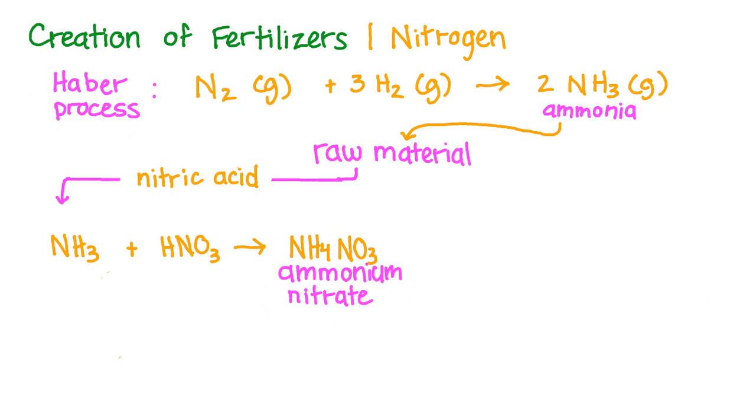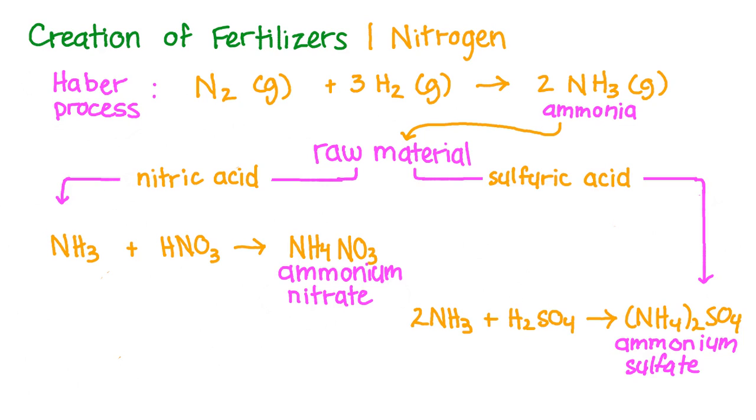For example, we could react the ammonia with nitric acid, which would give us NH4NO3, ammonium nitrate. Or we could react the ammonia with sulfuric acid. This would give us (NH4)2SO4, ammonium sulfate.